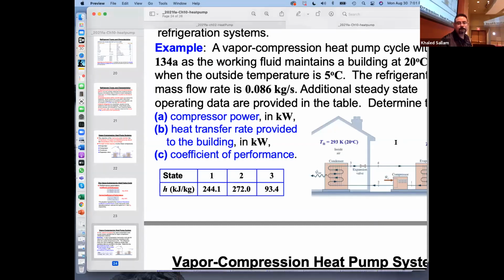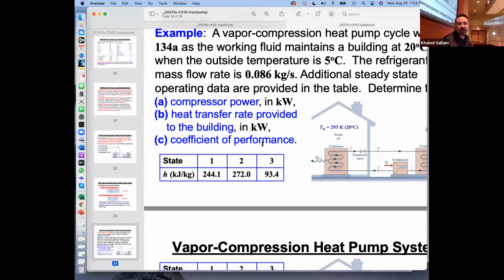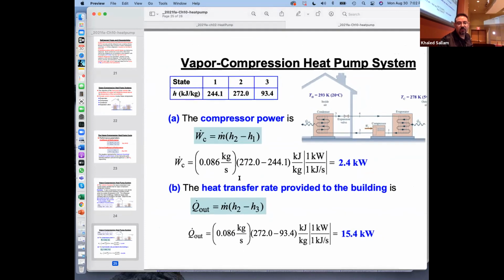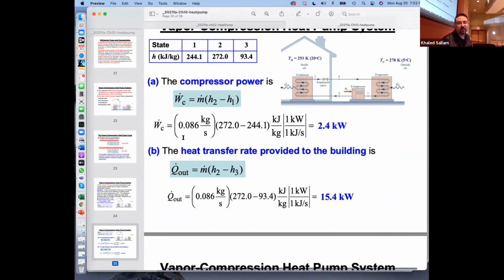So the heat transfer provided to the building is m dot times (h3 minus h2). And of course, the COP would be QH over work. Okay, pretty easy, right? If they give us the h's and ask for the work or the Q or the gamma, that is a pretty easy problem. I think what would be hard is when we have to get the h's ourselves. That is sometimes complicated. Yes, Robert.